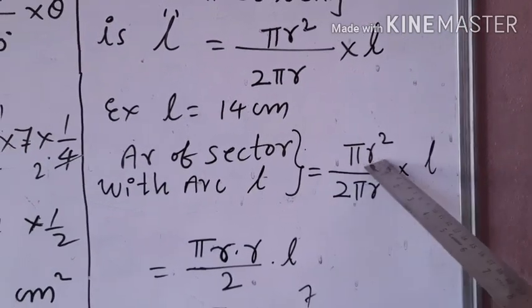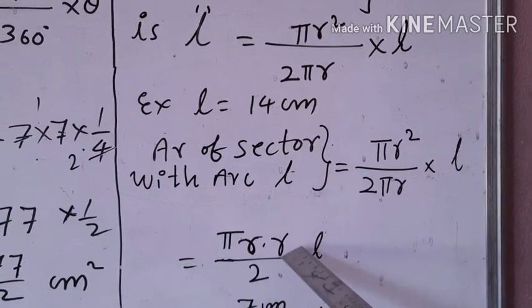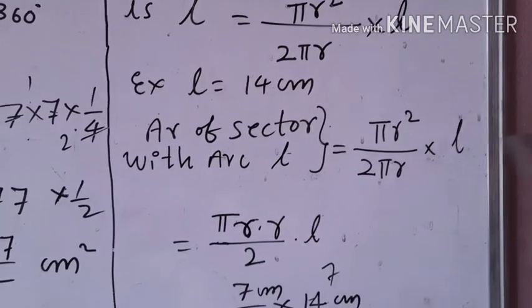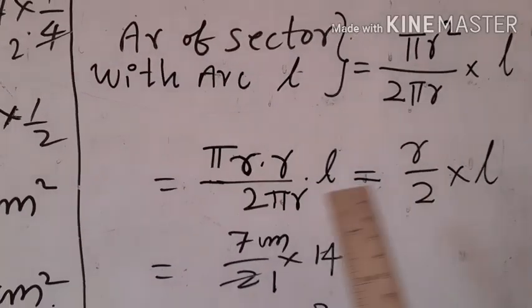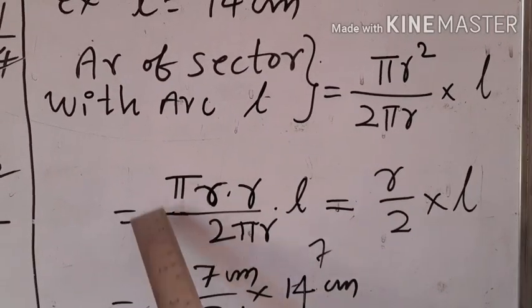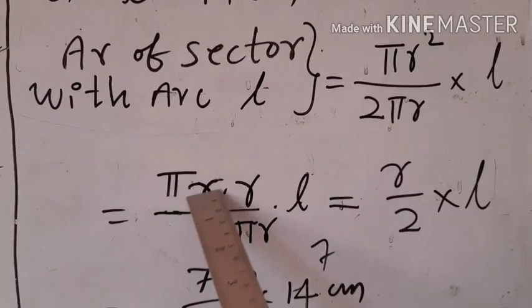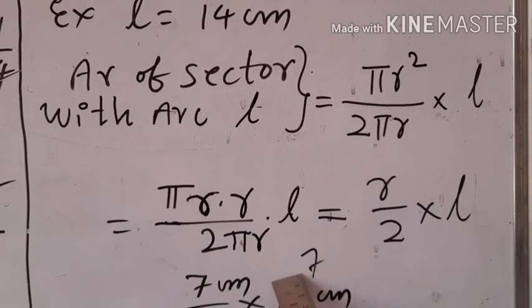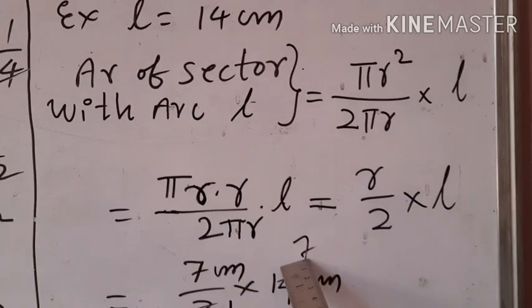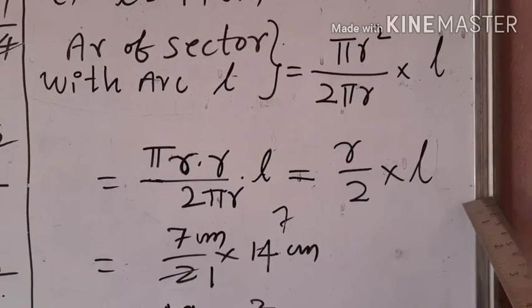See here, this πr² can be written as πr into r, right? So here, children, πr into r upon 2πr into L. Here this πr and πr will get cancelled. Therefore, r upon 2 into L remains. Therefore, it is r upon 2 into L.